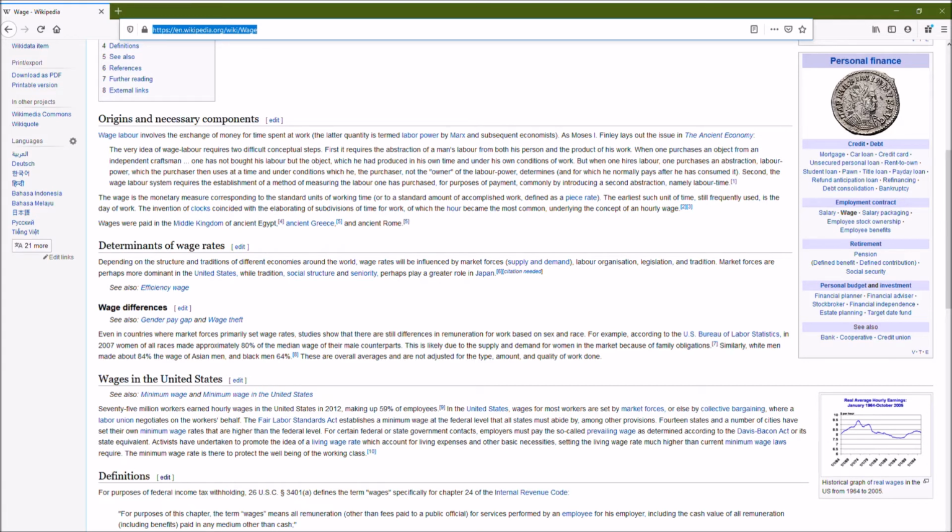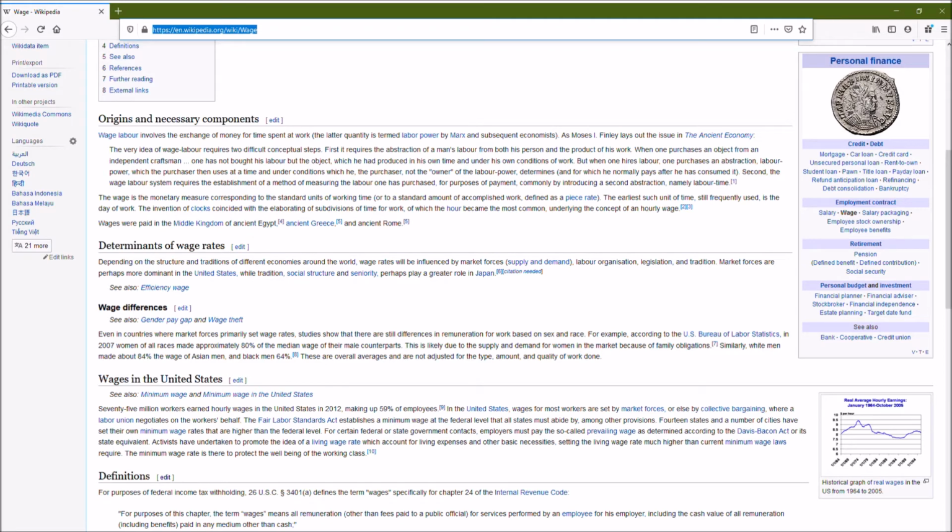For example, according to the U.S. Bureau of Labor Statistics, in 2007, women of all races made approximately 80% of the median wage of their male counterparts. This is likely due to the supply and demand for women in the market because of family obligations. Similarly, white men made about 84% the wage of Asian men, and black men 64%. These are overall averages and are not adjusted for the type, amount, and quality of work done.